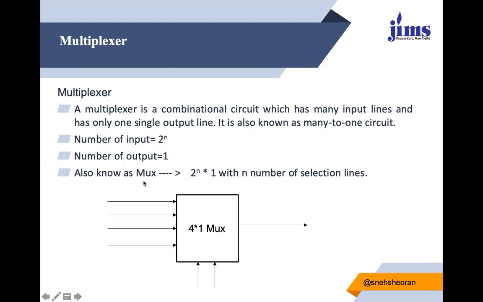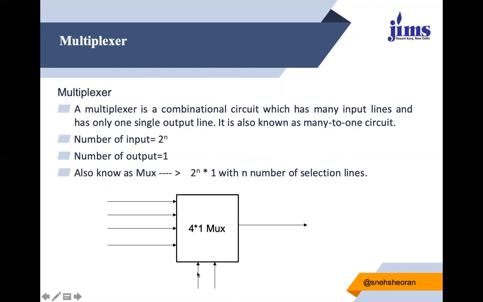So multiplexer is also known as mux, and it can be represented in this fashion, 2 raised to power n cross 1 with n number of selection lines. See, if I have a 4 cross 1 multiplexer, the value of n is going to be 2. How? You put 4 equal to 2 raised to power n, so the n value is always going to be 2. So I have two selection lines. You can see the bottom lines. These two parallel lines are my selection lines.